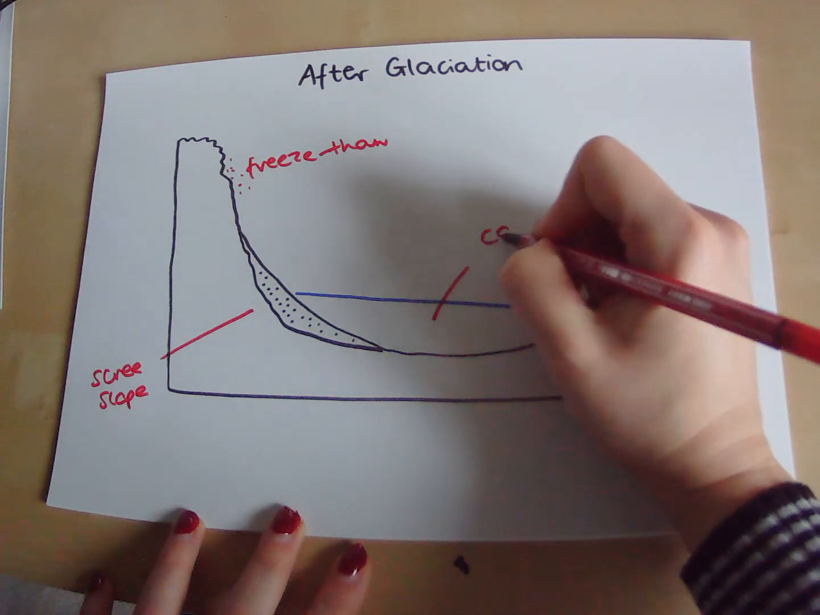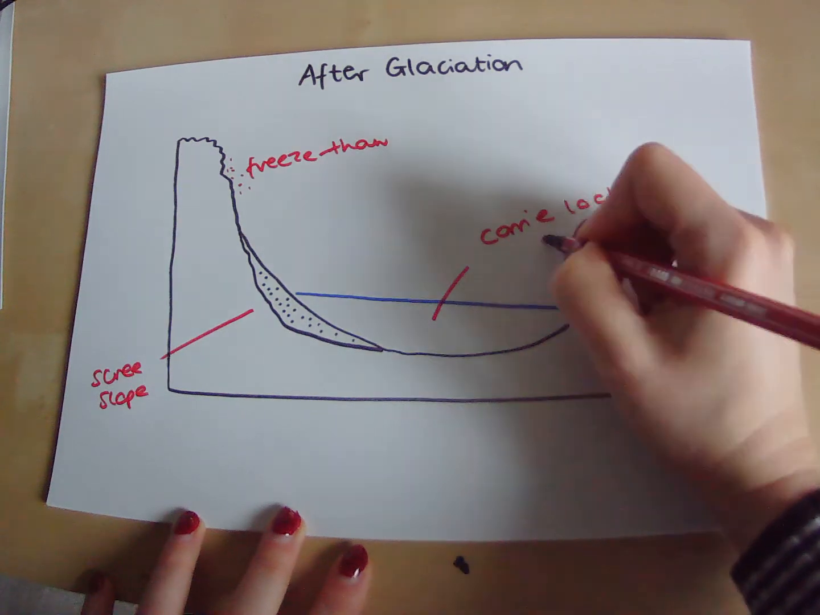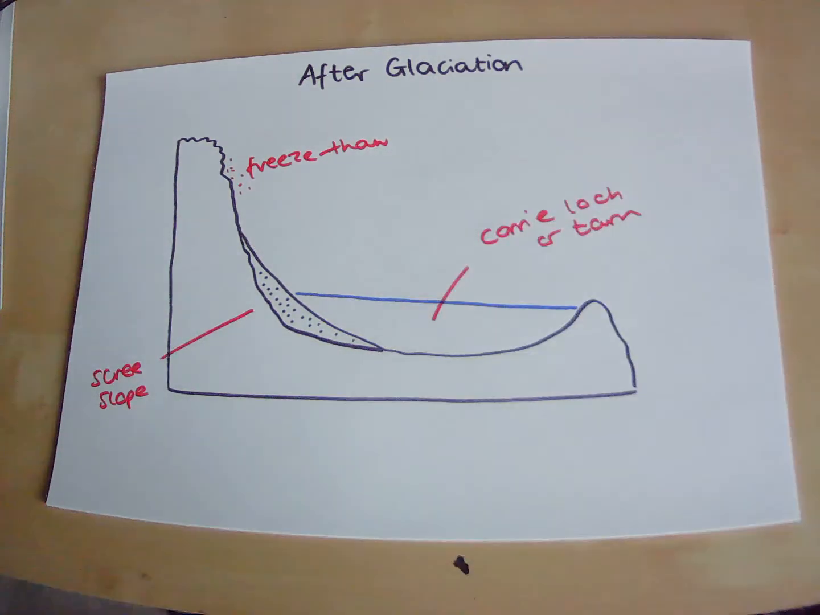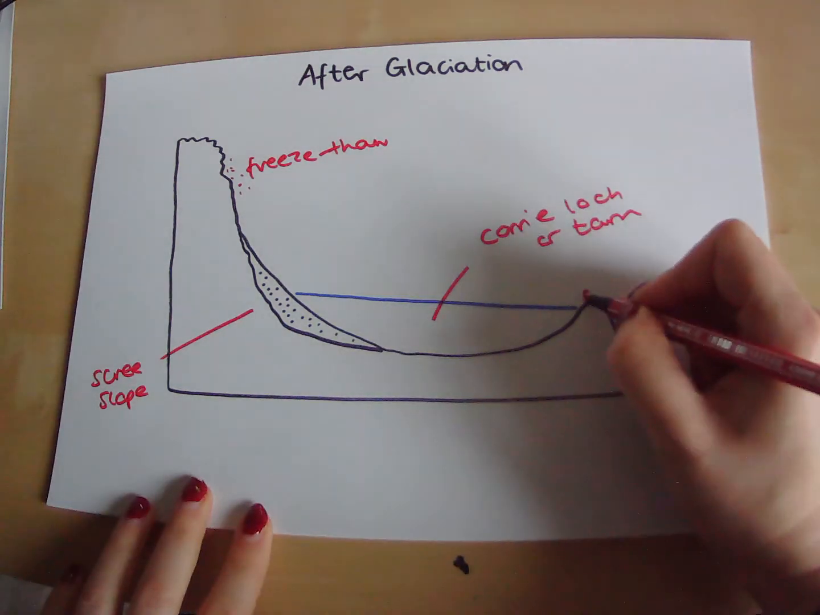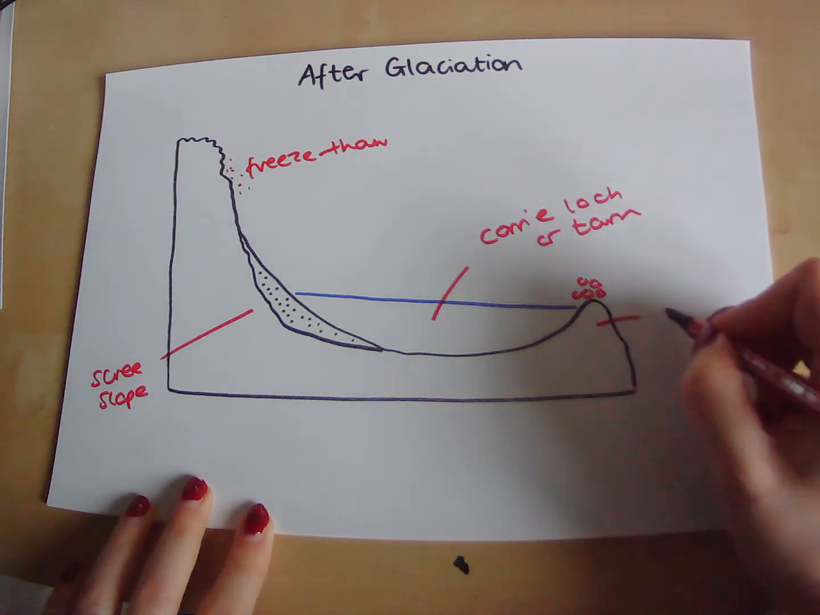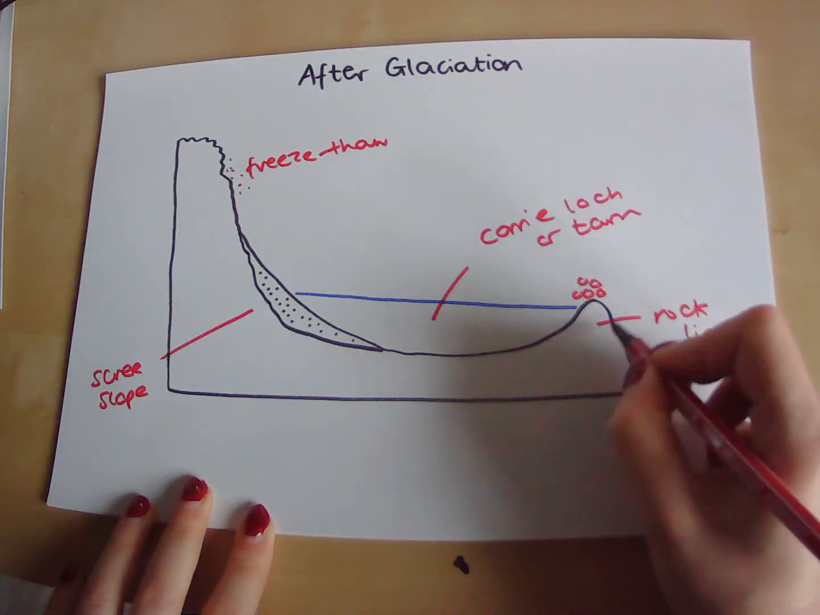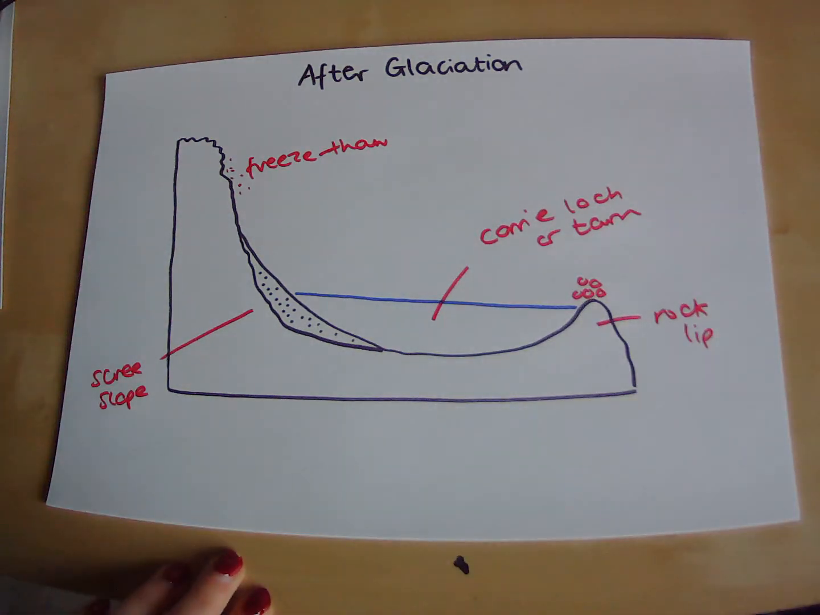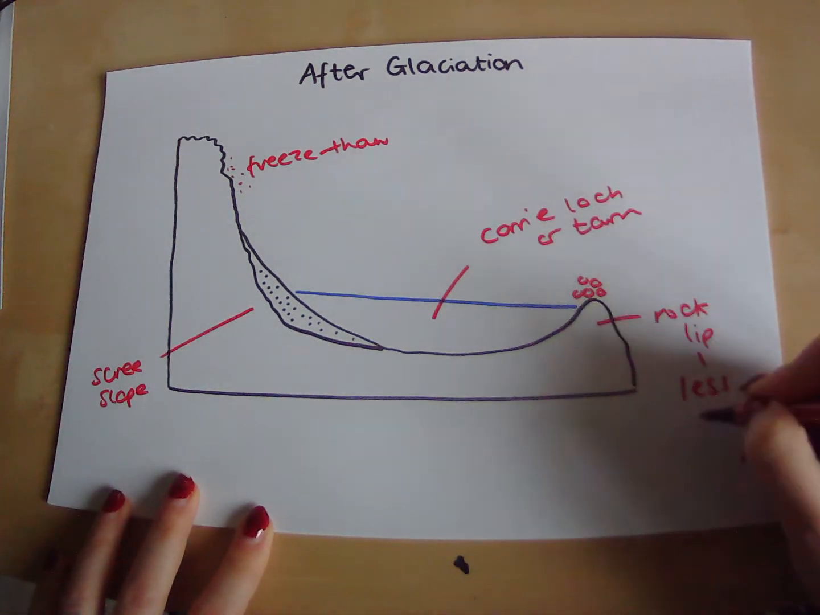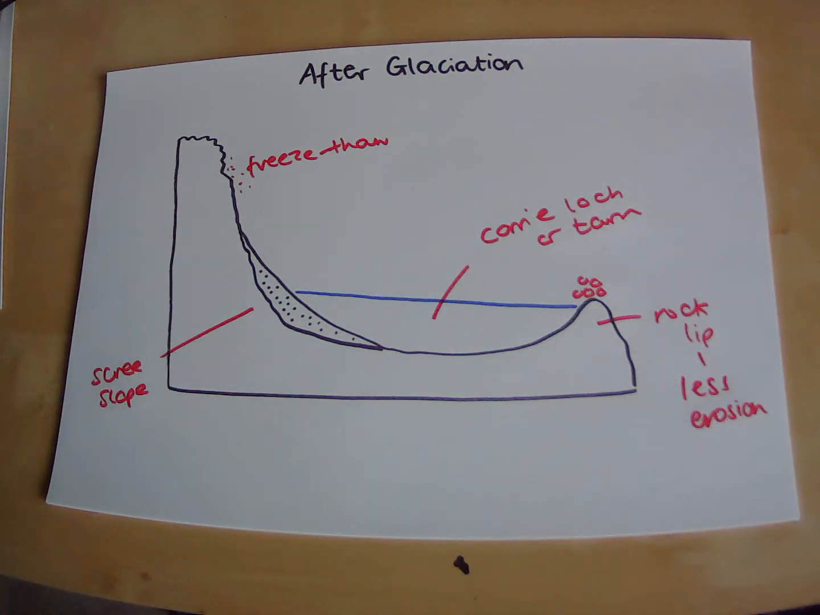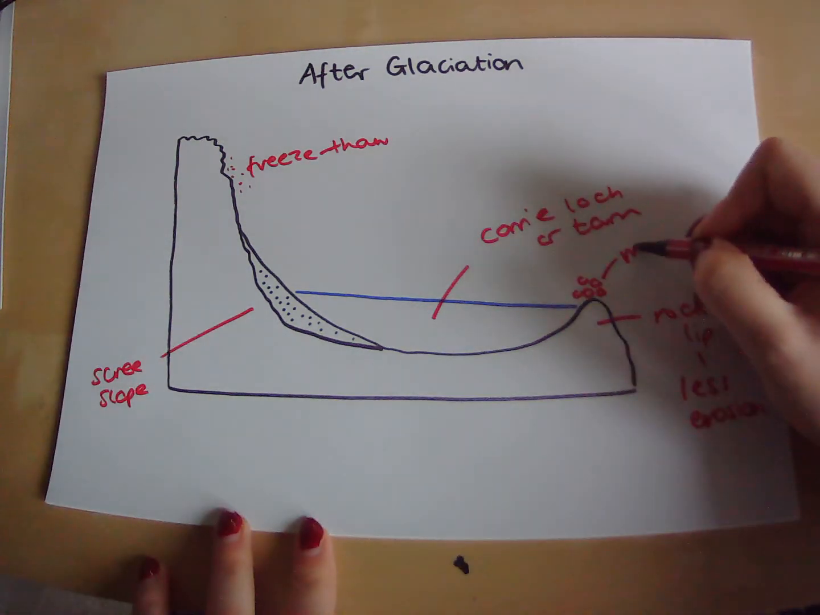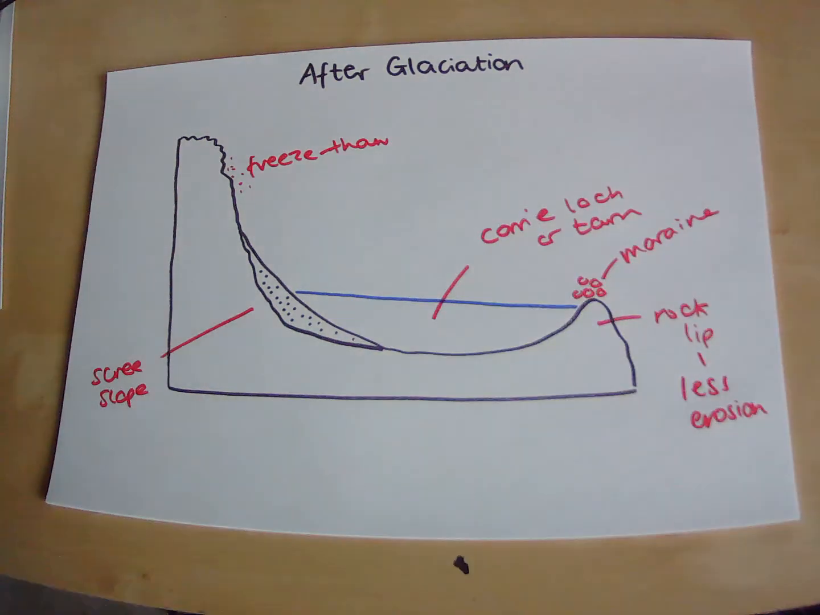The corries often will fill with water to form a corrie loch or a tarn. So after the glaciation, often water will collect here because it is a hollow. And this can be dammed sometimes by a rock lip. So the rock lip here is where maybe the glacier wasn't quite as thick or less powerful, and there's sometimes less erosion. So for some reason, there's been less erosion here. Like I say, maybe the glacier was thinner, maybe the rocks are a bit more resistant, but it's less powerful here. Or we may have some moraine, which is also damming our corrie loch or tarn.